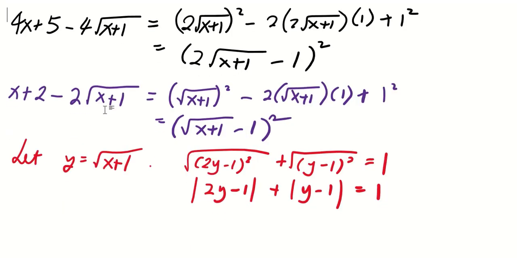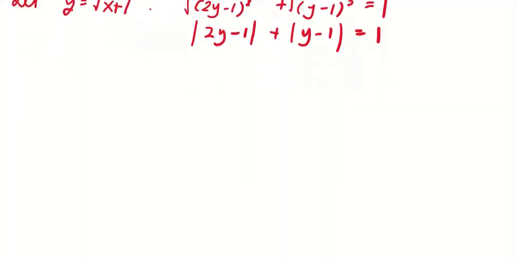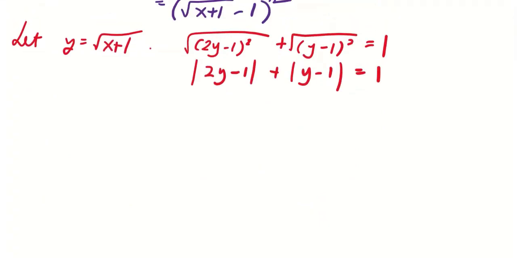Note that the first term equals 0 when y equals half, and the second term equals 0 when y equals 1. So we consider three cases. Number 1, y greater than 1. Number 2, y in between half and 1. And number 3, y is less than half.